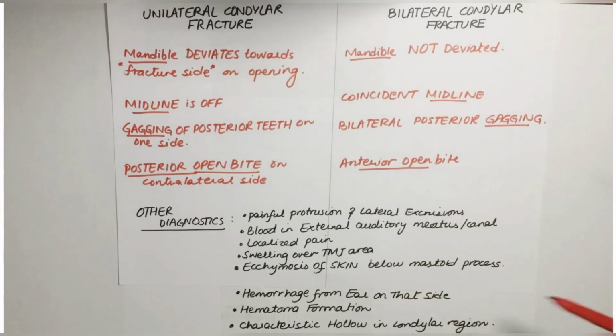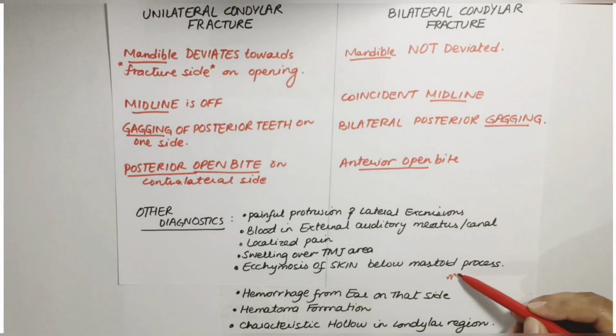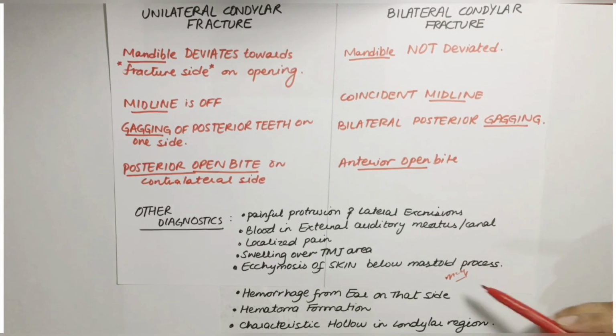Other features are painful protrusion and lateral excursions, blood in the external auditory canal, localized pain, swelling over the TMJ area, and ecchymosis of skin below the mastoid process. This point is important from an MCQ point of view: ecchymosis of skin below the mastoid process. Also hemorrhage from the ear on that side, hematoma formation, and a characteristic hollow in the condylar region. These are the features that will help you to identify condylar fracture given in the scenarios.